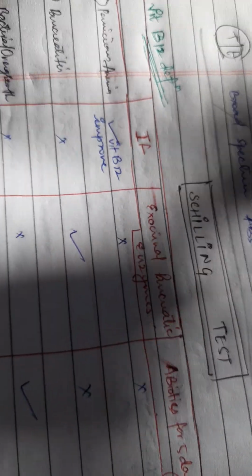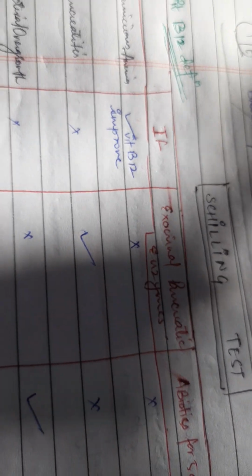Here in investigation, on jejunum aspiration culture, if more than 10 to the power 11 microbes are present, the diagnosis is confirmed. Symptom is decreased B12 and treatment is broad spectrum antibiotic.